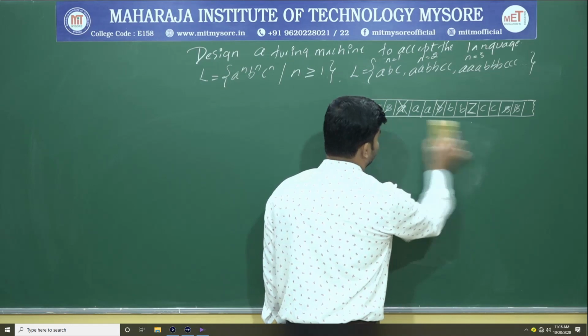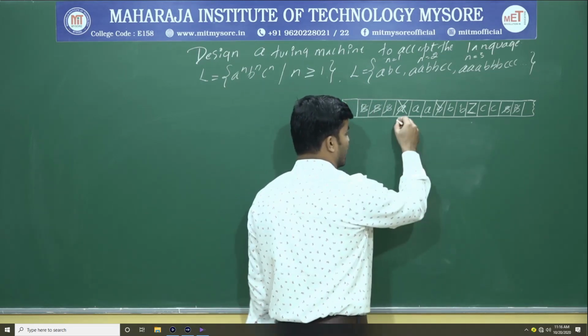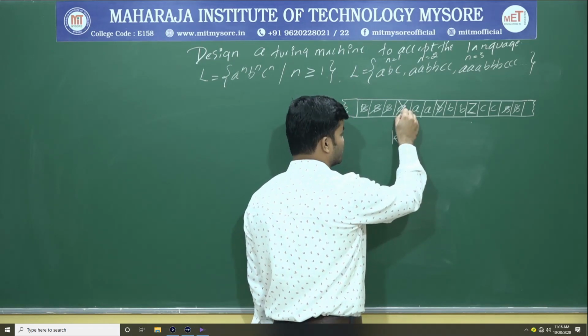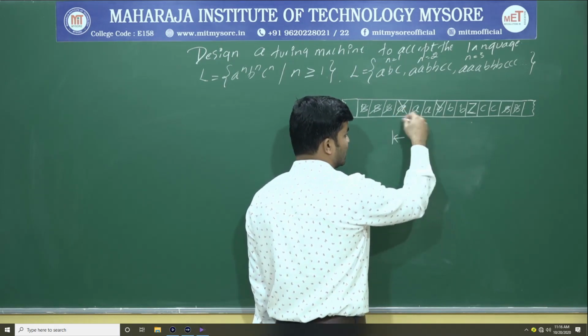So I will just complete this one. Again I will reach the extreme left. I got x, that is the last symbol that was replaced. Again I will keep on moving in the right hand side.